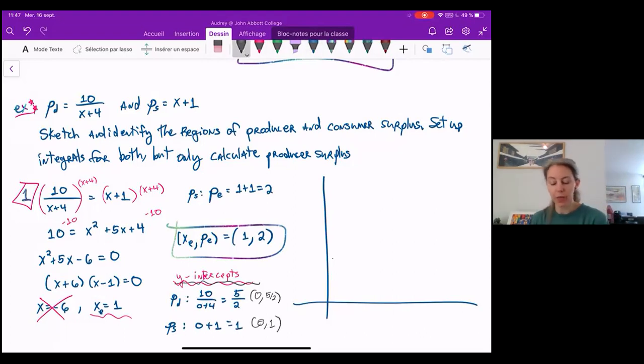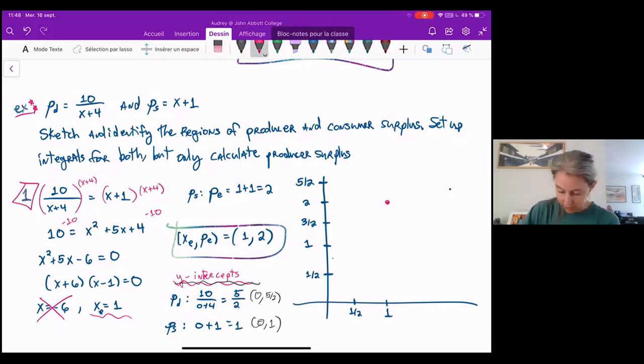Now 5 over 2, that's about 2.5. So I'm actually going to do these in like 1/2. So I'll have that be 1/2. I'll have that be 1. I'll have that be 3 over 2. I'll have that be 2. And I'll have that be 5 over 2. Okay, and my equilibrium point is 1, 2. So I'm going to go by 1/2 here as well. 1. And then my equilibrium point happens right here. Ta-da. So, oops. That's my equilibrium point. So that's x sub e, p sub e.